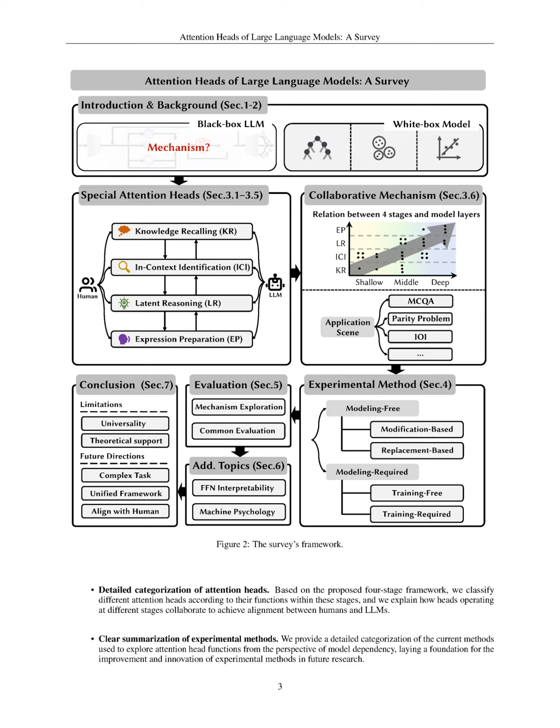Section Summary. In this section, we discuss the significance of the transformer architecture and its attention heads in understanding the reasoning processes of large language models, LLMs. We outline our paper's structure, which includes a classification of attention heads based on a 4-stage framework derived from cognitive neuroscience, and summarize the methodologies used to investigate these mechanisms, emphasizing the need for improved interpretability in LLMs.